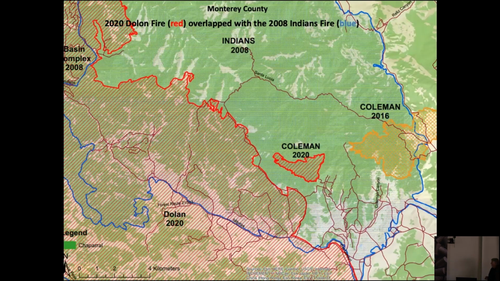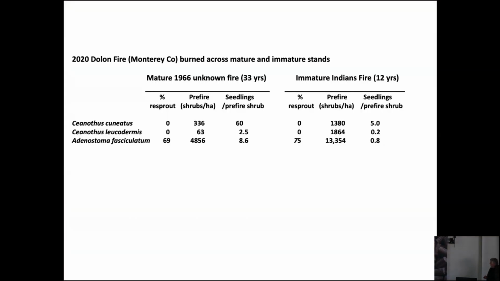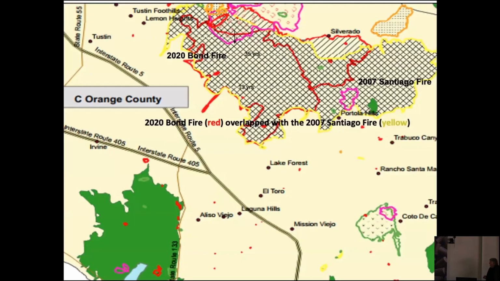Another example, this is from Monterey County. This is the Dolan Fire from 2020 that overlapped with the Indian Fire from 2008. And we see a similar sort of pattern. About an order of magnitude drop in recruitment in the obligate seeders in this 12-year-old stand. We see the same sort of thing in a lot of different areas.